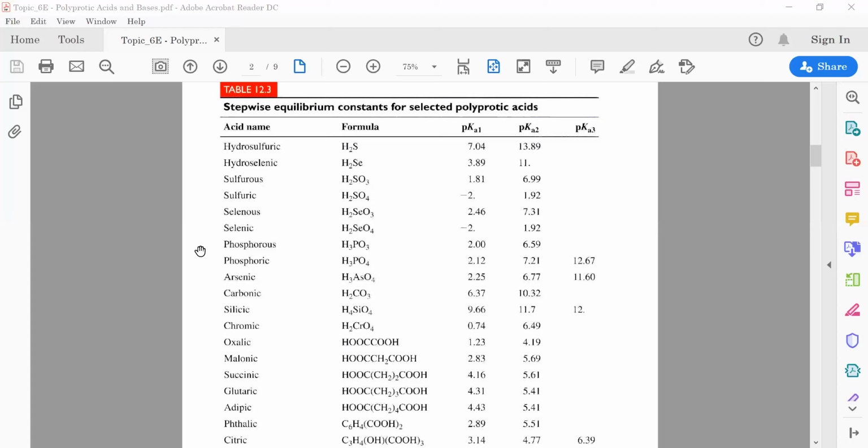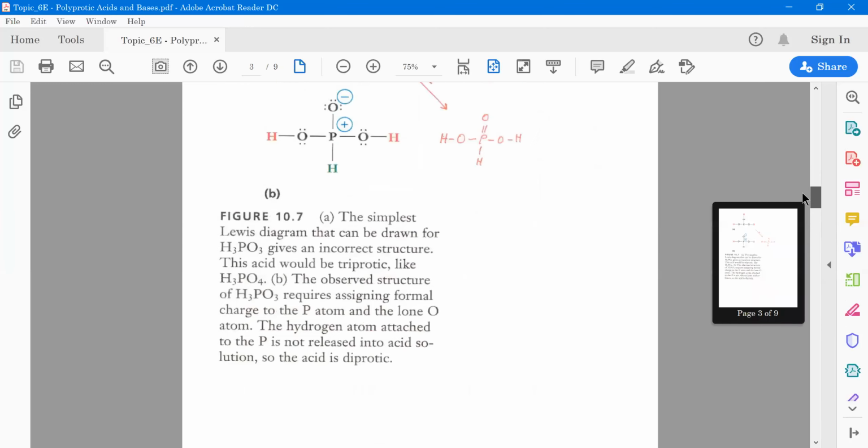Now, this is phosphorus acid. It's similar to phosphoric. It's H3PO3 instead of H3PO4. And at first glance, you would think, well, it's another triprotic acid like phosphoric acid, but it's not. Nature is not always predictable.